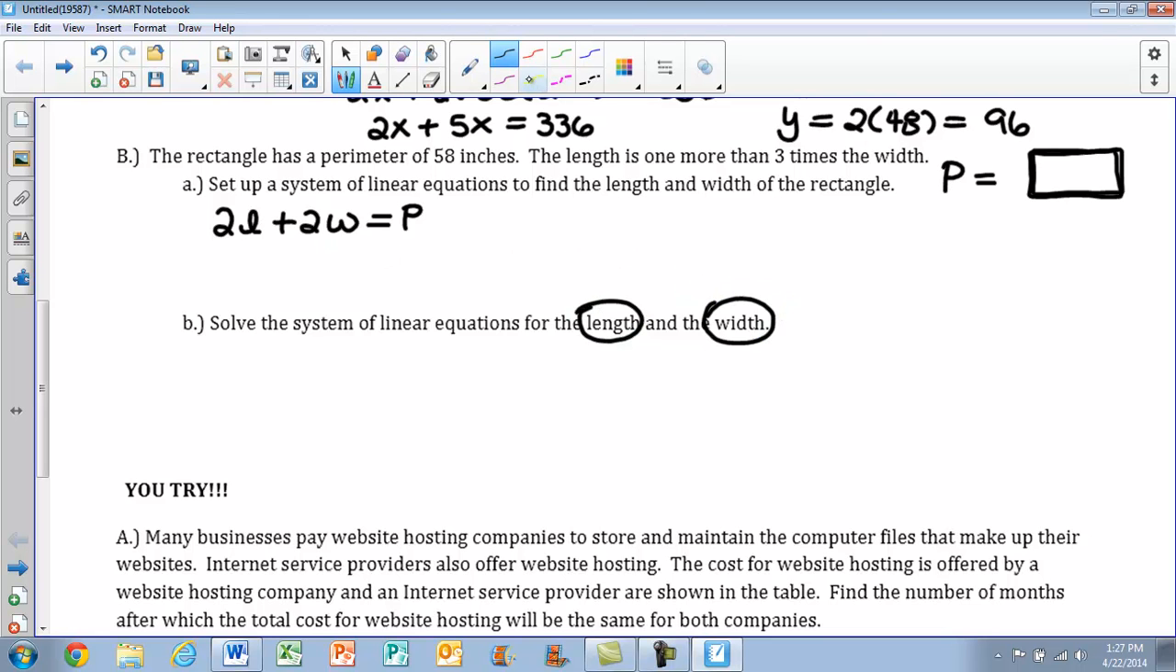So when we set up our variables, I'm just going to say that L is equal to my length, and W is equal to the width. So it tells me right here that the perimeter is 58. So my first equation is going to be 2L plus 2W equals 58.